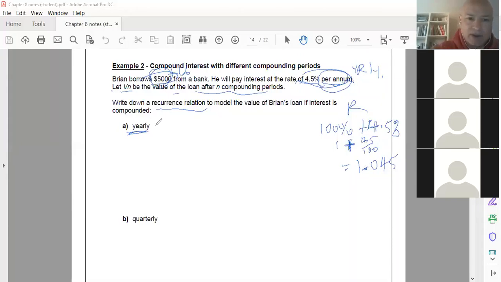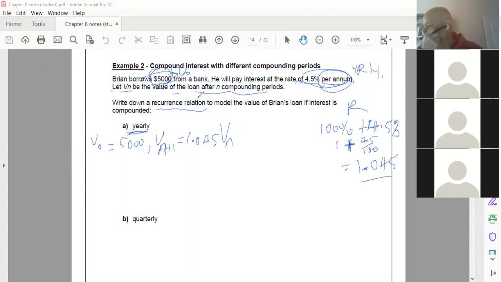Okay, so here we're going to write the recurrence relations. V of 0, in this case, $5,000. That will not change. Our V of n plus 1 equals 1.045 times V of n. Any questions on that one there?